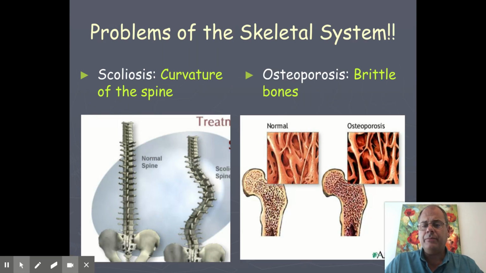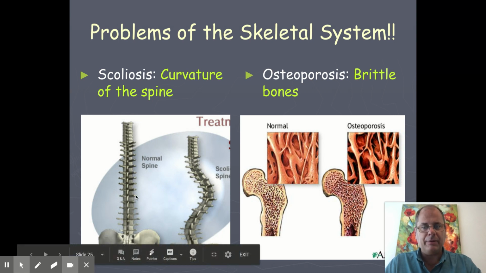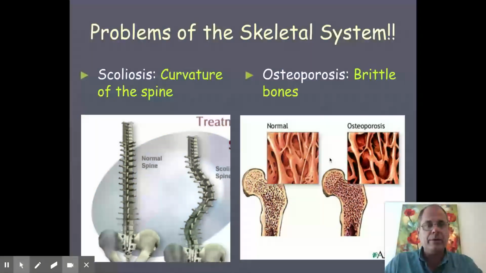Also, you could have a curved spine, but it's supposed to be straight. If you look from the back, it's supposed to be straight. And sometimes it might curve, and that's a problem you would have to go see the doctor about. That's called scoliosis.